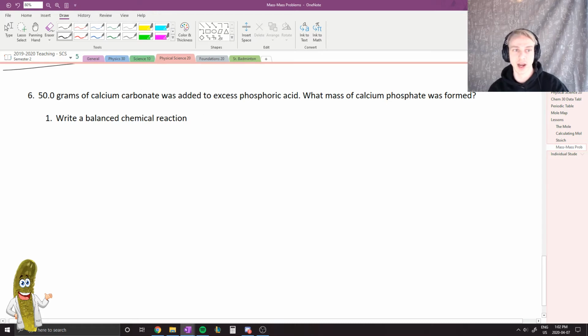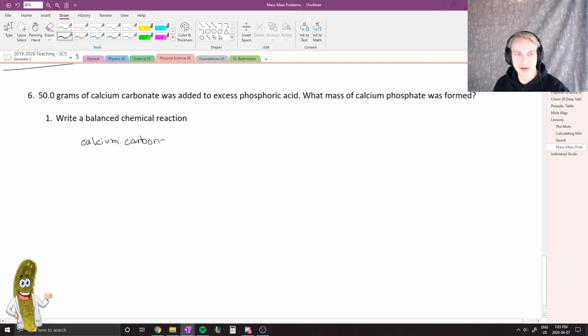The first thing I would do is read through this question again and try to figure out, okay, what are the products and what are the reactants? Reading through this question, I see I have 50 grams of calcium carbonate, and I see that it's being added to phosphoric acid. So right away, when I see the wording of grams of calcium carbonate is added to phosphoric acid, my guess would be those are both reactants. So I'm actually going to write a word equation first here, just so I can keep track.